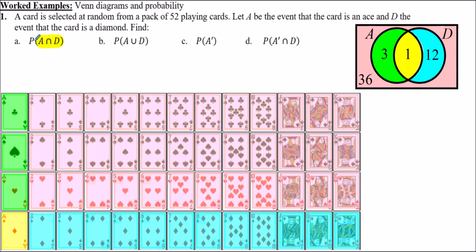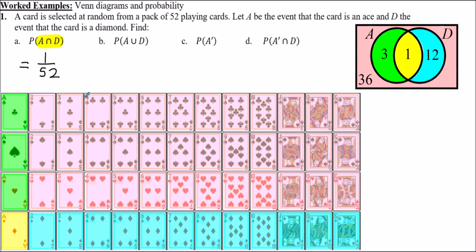So first of all, what's the probability of picking at random an ace and a diamond? The probability of picking the ace of diamonds. There's only one card out of 52 that does that. So this probability is 1 out of 52.